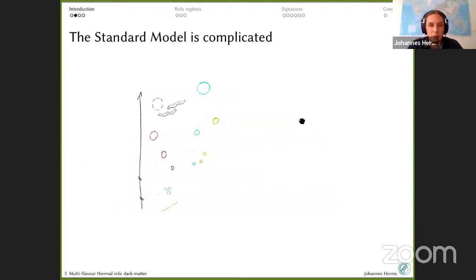We're inspired by the Standard Model, which is complicated, right? There's lots of particles in the mass spectrum. We've got a massless photon, there's very light neutrinos, there's leptons, quarks, heavy gauge bosons, the Higgs. And there's relics today of many of these particles. There's relic photons, relic neutrinos, there's relic electrons, there's relic protons, relic neutrons in the form of helium, and so on.